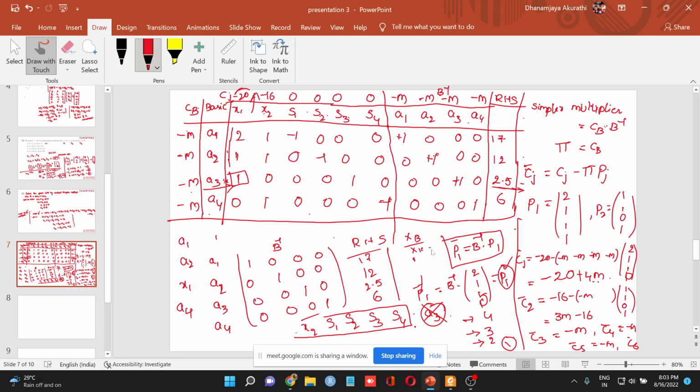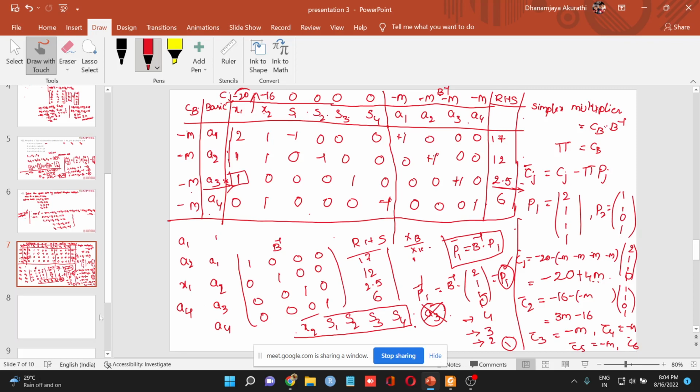Ma'am, there is a little bit of confusion between the basic solution and the degenerate solution. Please explain that. When the basic solution involves the artificial variable, then we can say that it becomes a degenerate solution.